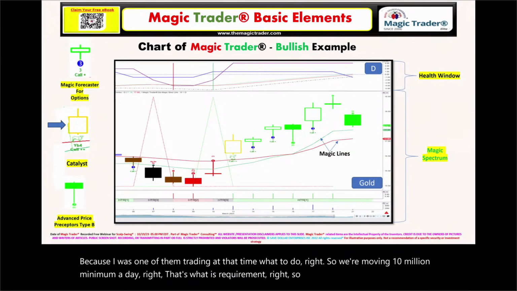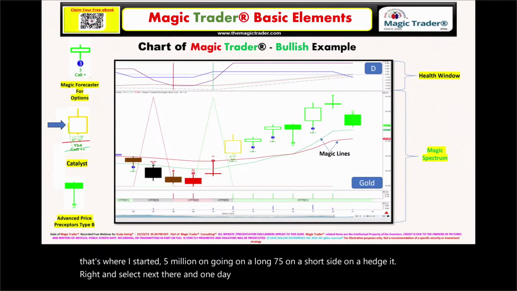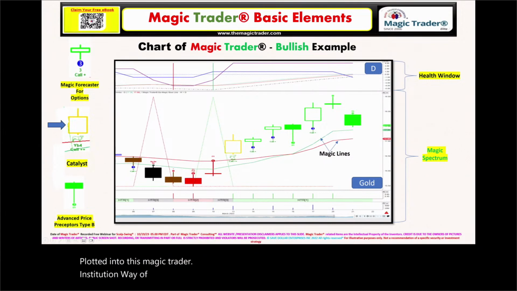When you trade in prop trading, that's where I started. 5 million on the long side and 5 million on the short side as a hedge, and sell it the next day, with one day overnight swing. So basically, a lot of that information I plotted into this Magic Trader, the institution way of thinking. So you in retail have a good advantage having this software.